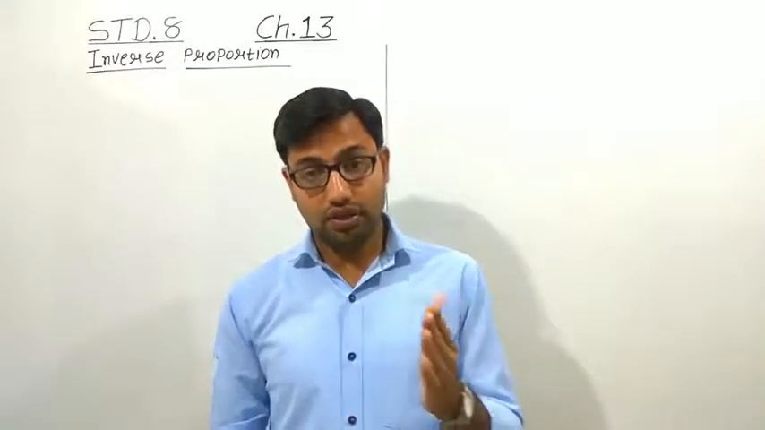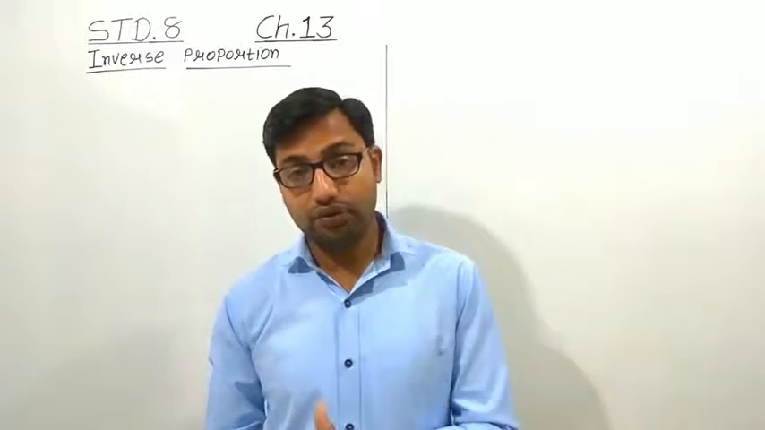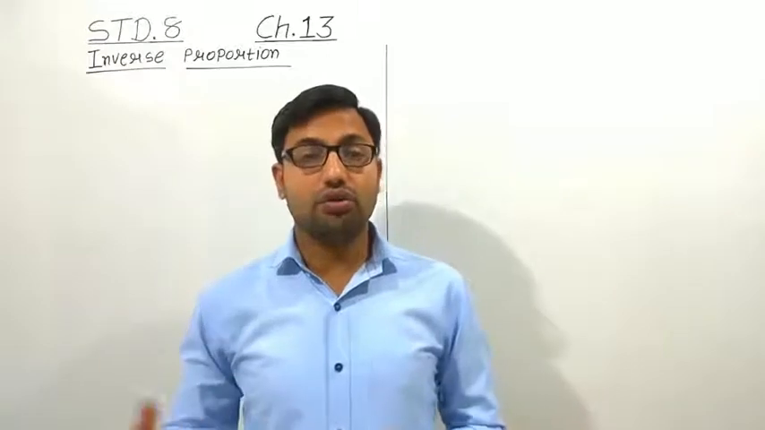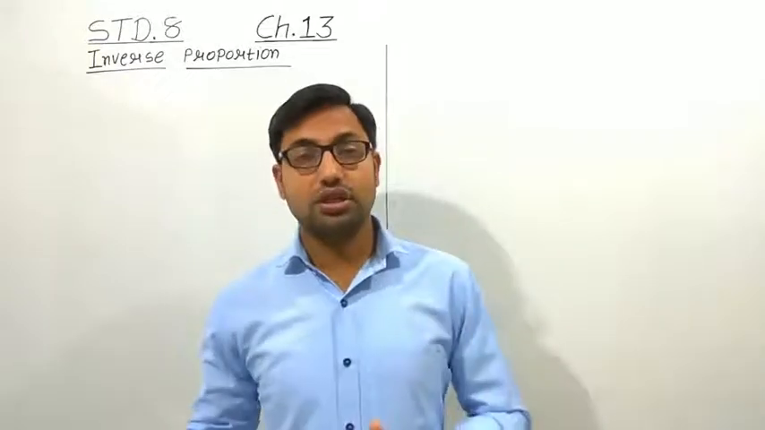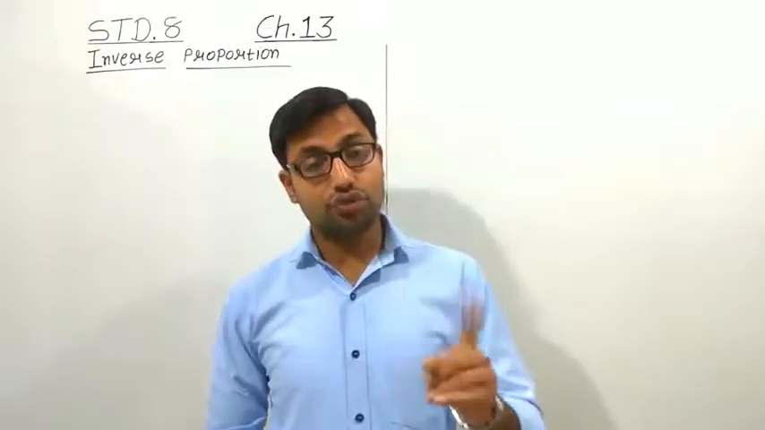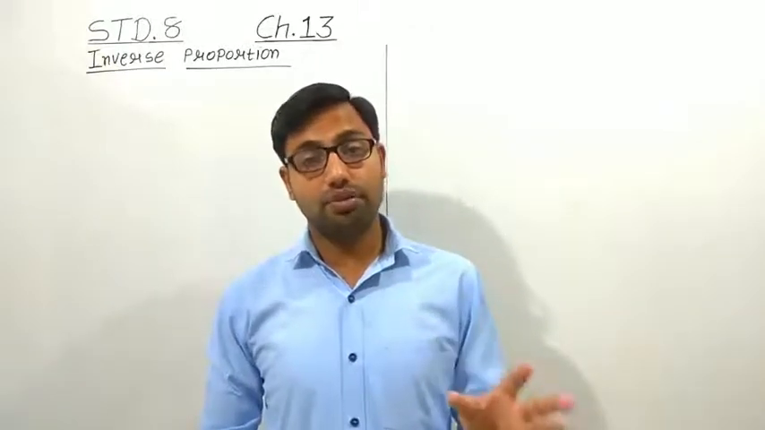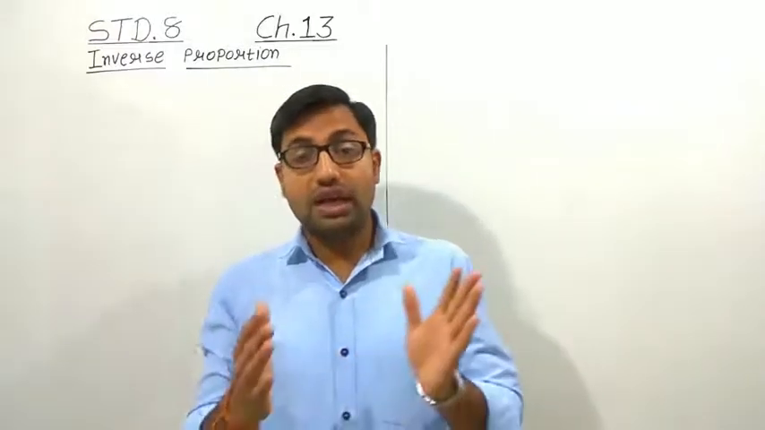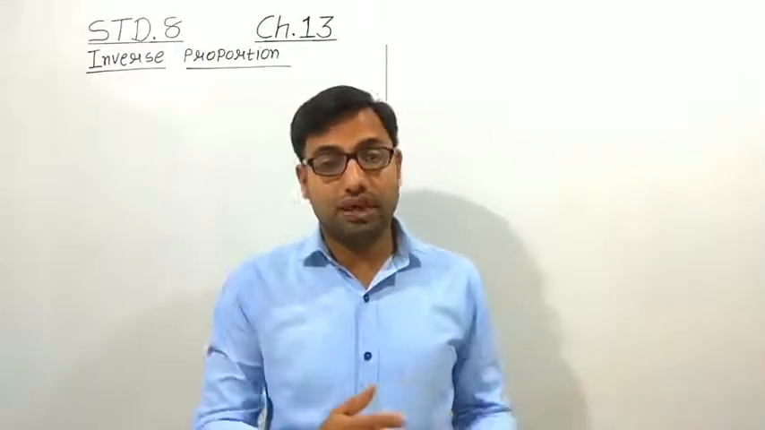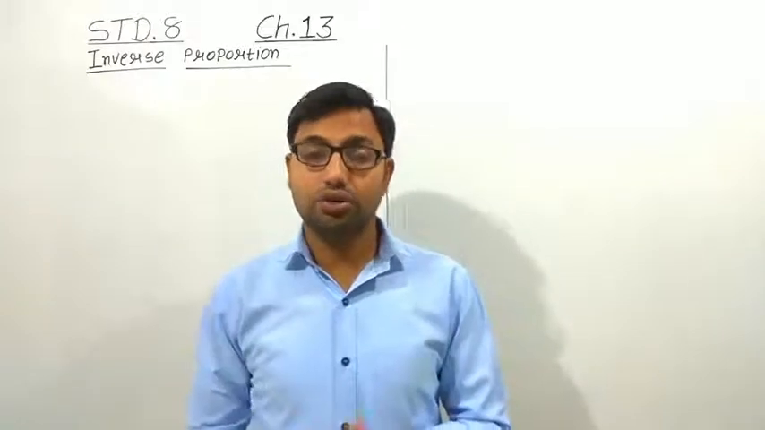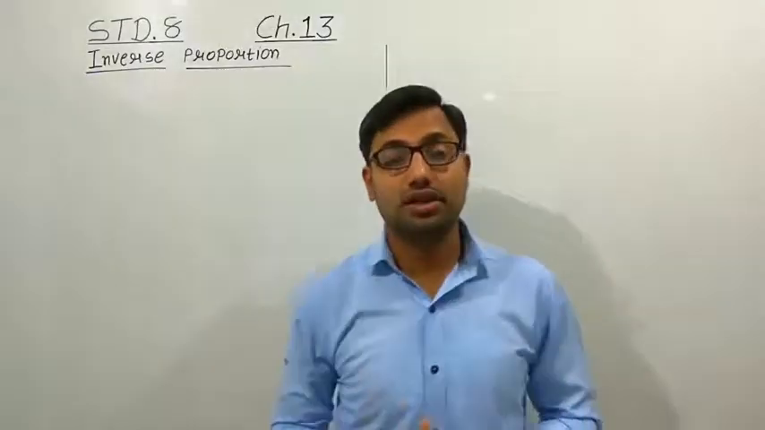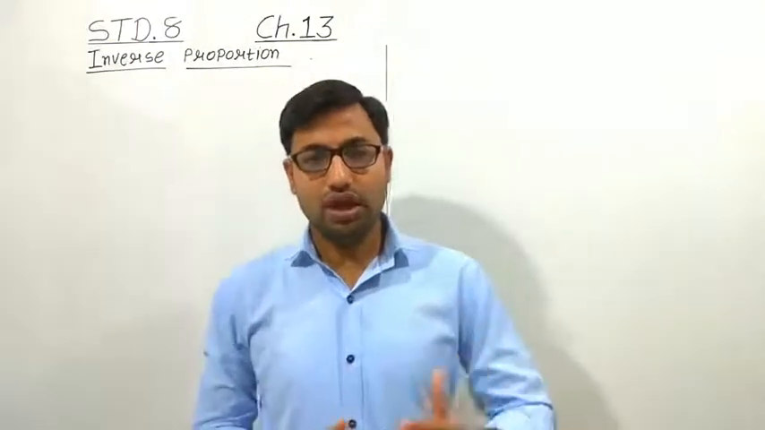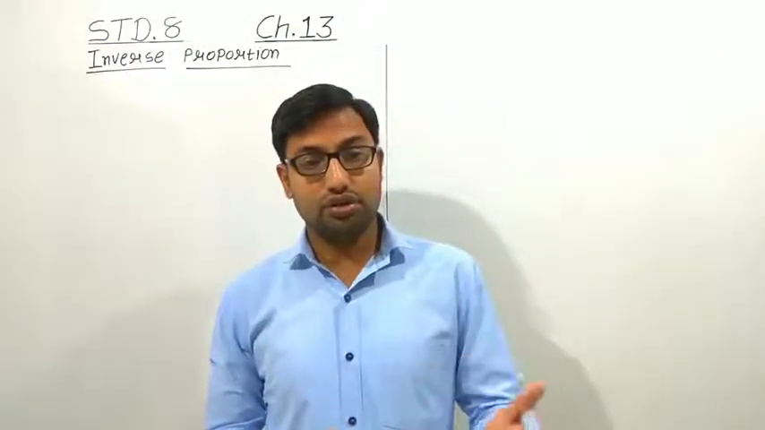Then if we make the number of people half, that means if only 5 people do that same work, then it will obviously take them more time. Let's suppose they are now taking 10 days. So first of all, the number of workers is higher, so the time taken is lower. Now as we decrease the number of men, the time taken by them to construct the same wall is increased.